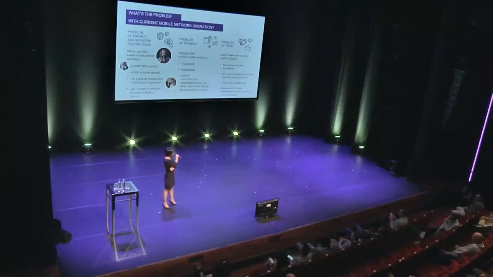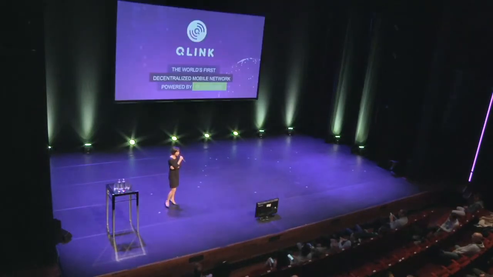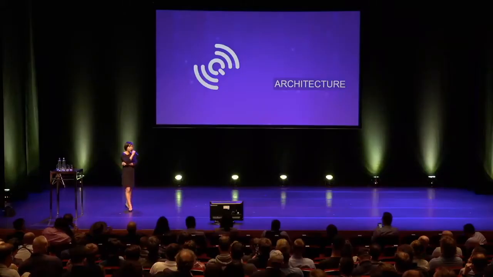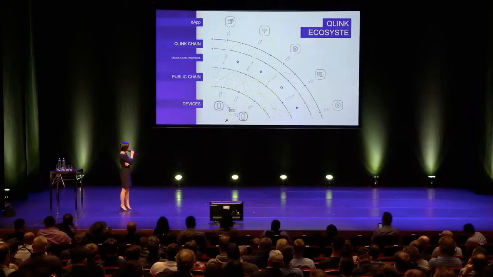So, for example, how can I trust this billing and the transactions to be accurate? Of course, people here are already familiar with blockchain technology, so I'm not going to sweat on that point. So these are the fields that we feel we can address through Qlink, and this is how we do it. Let's have an overview of our architecture.